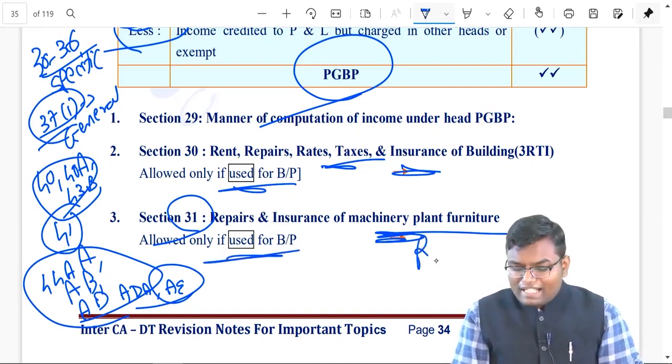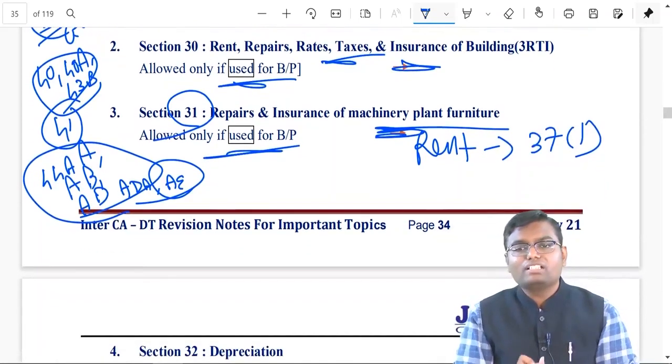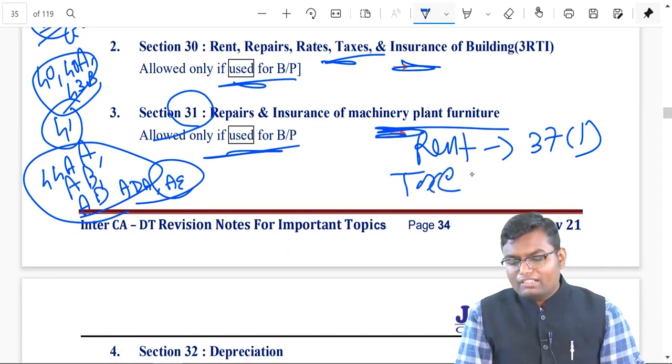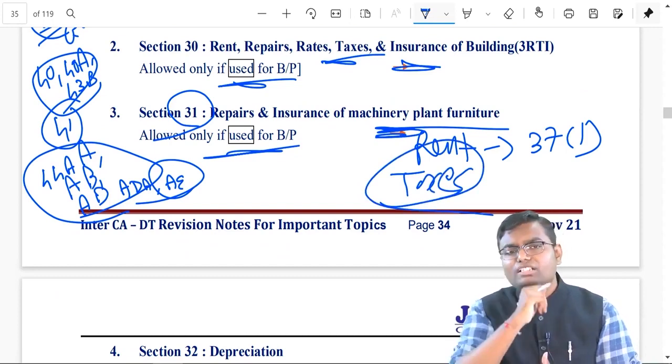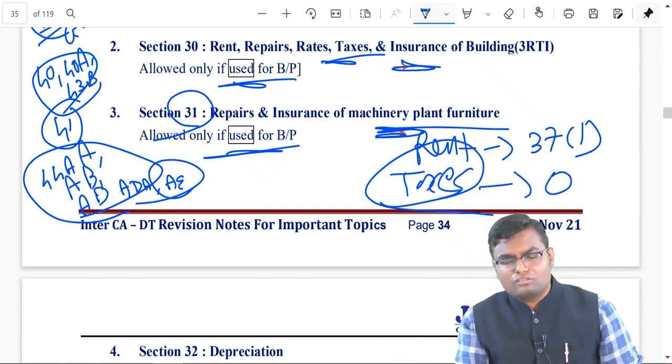What about, sir, rent expenditure? It is allowed under section 37 subsection 1 because it is not covered over here. Sir, what about taxes? Tell me the tax which is levied on plant, machinery and furniture. No tax, and that's why no deduction also.